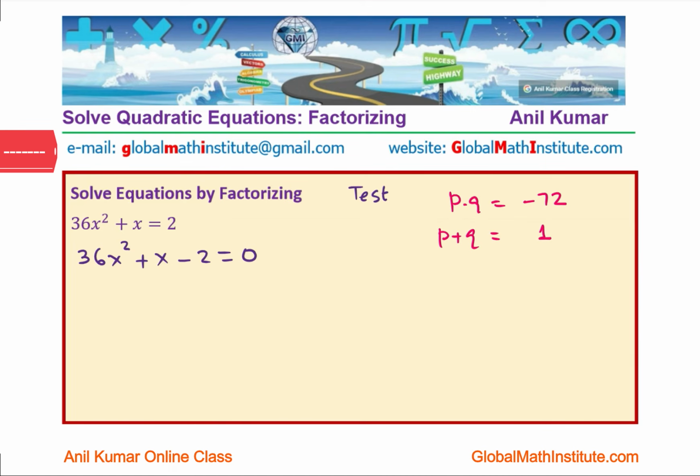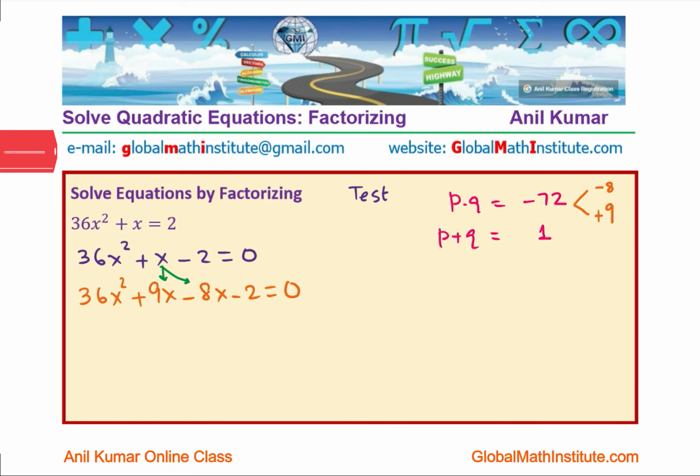So now, that means the two numbers are very, very close to one another. So these two numbers could be 8 and 9, right? So 8 and 9. Since we have a positive sum, the bigger number is positive, smaller one is negative. Makes sense? So we can rewrite this as 36x squared positive 9x minus 8x minus 2 equals to 0. So that's a very important step where we split x into 9x and minus 8x.